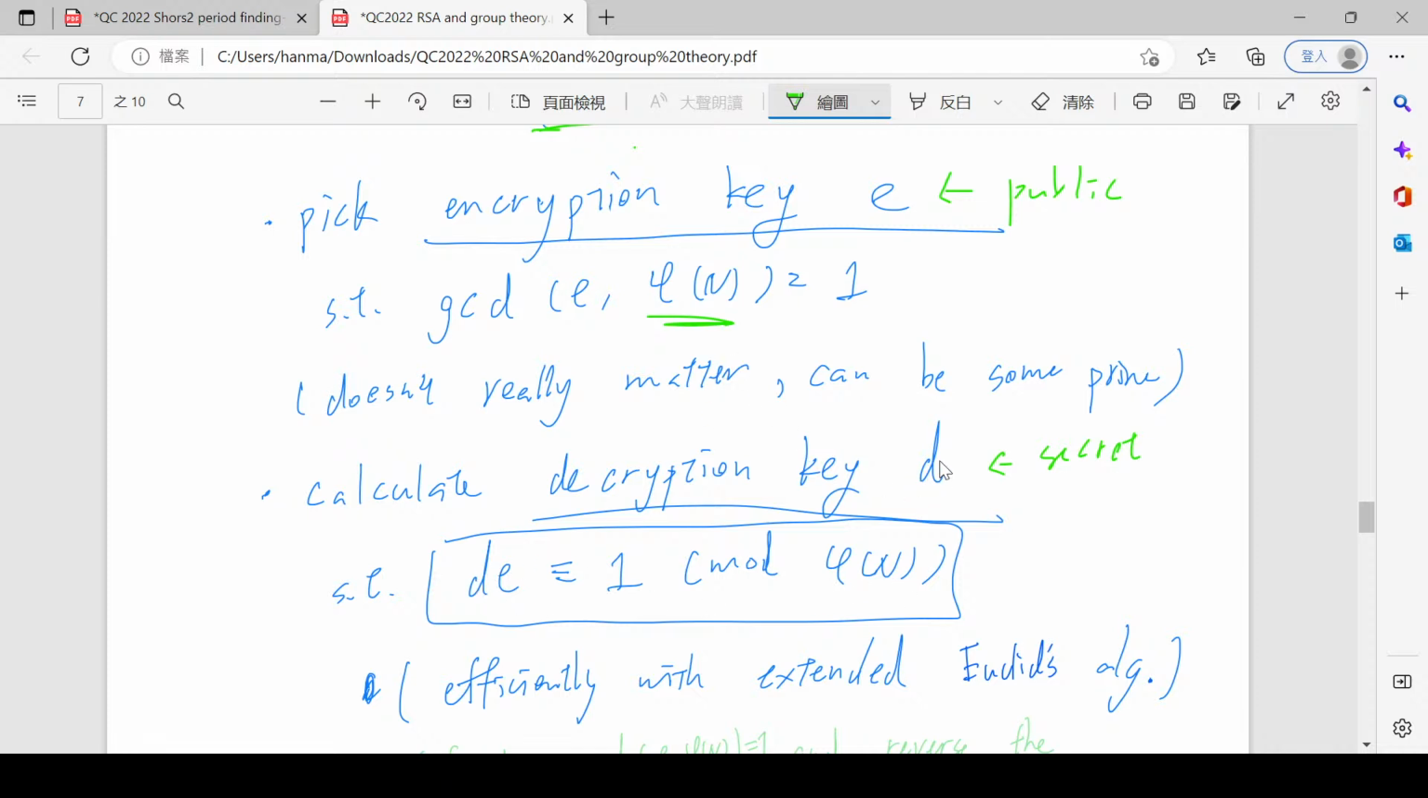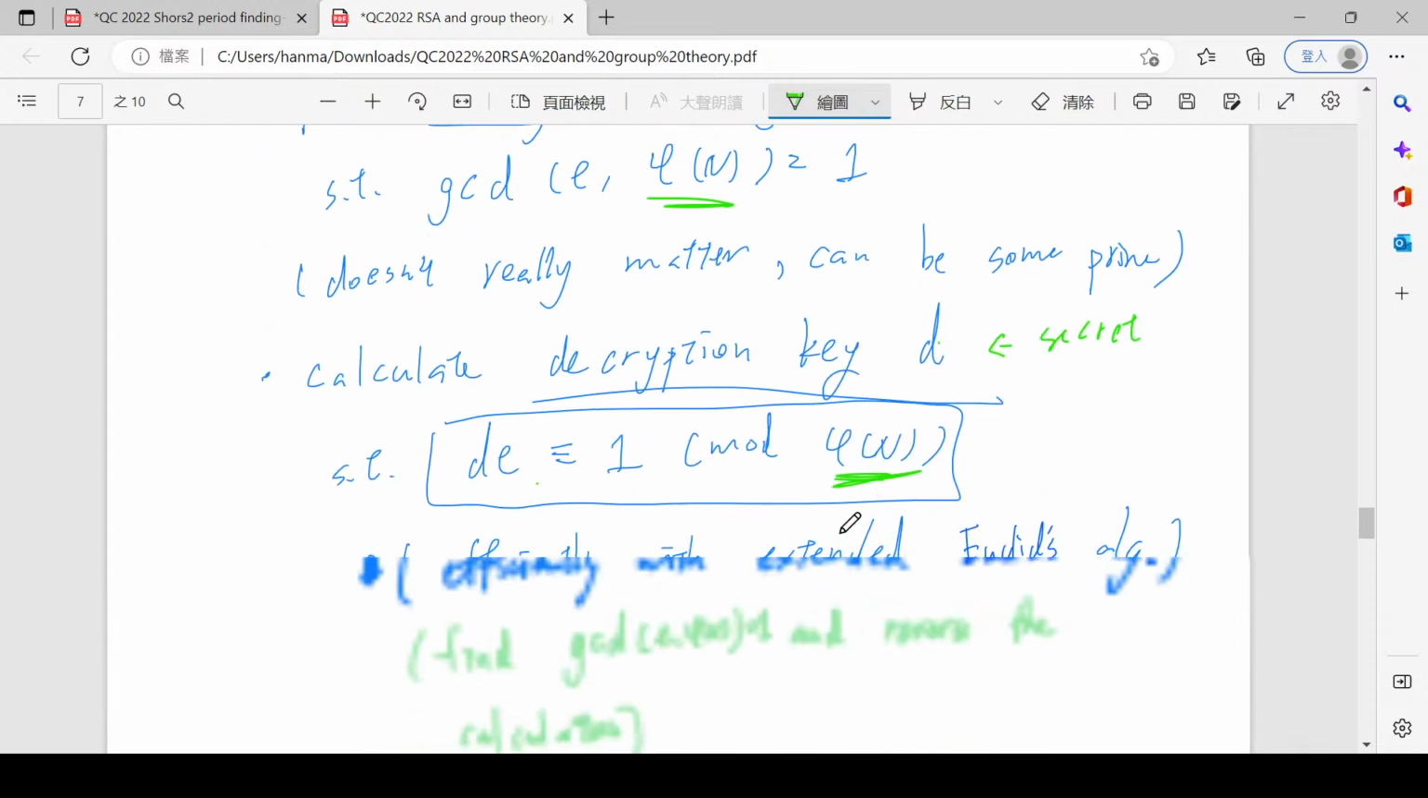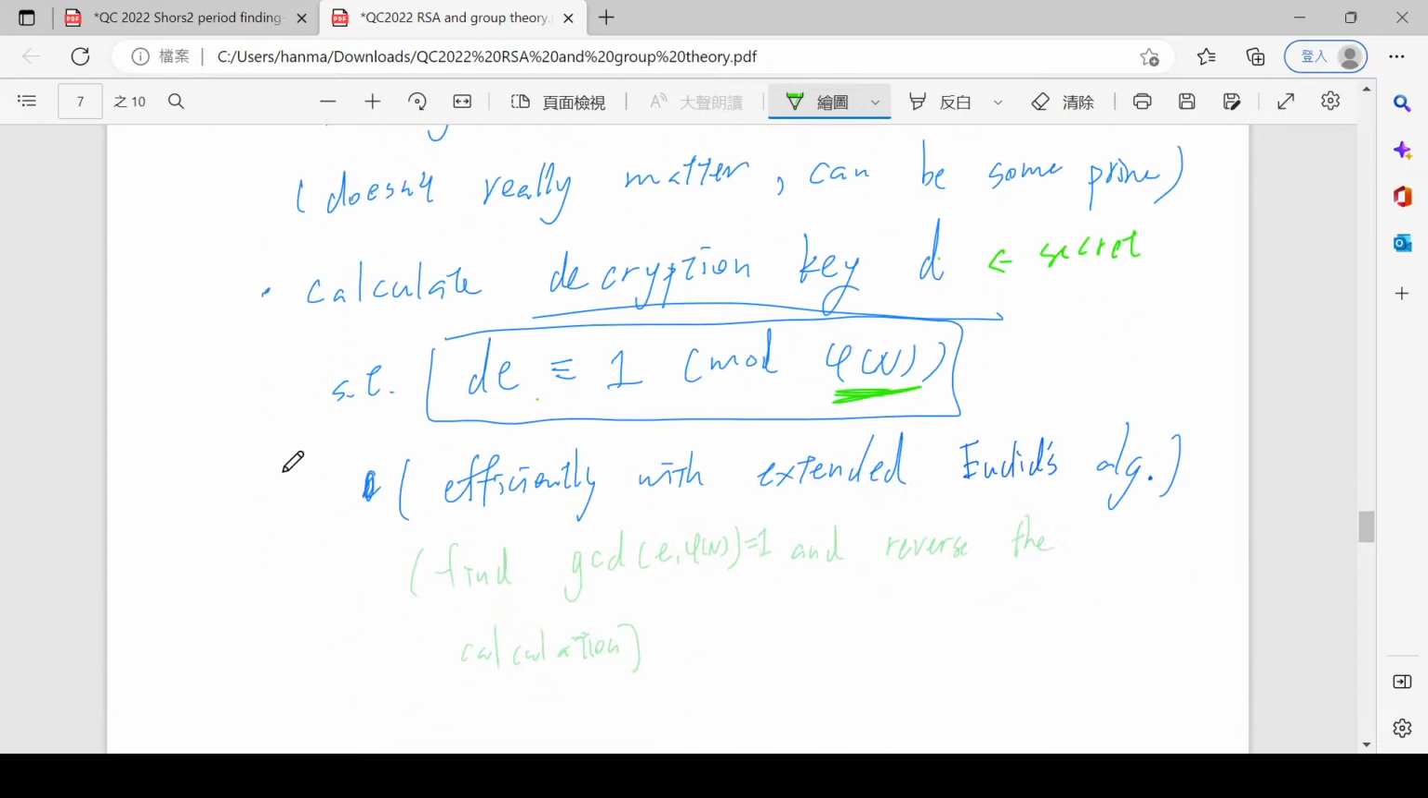Sorry, so it's something that when you multiply E with D, it's the inverse of E inside the multiplication group of phi n. Okay. So this is a little confusing because we keep talking about the multiplication group of n, but now we are doing the multiplication group of phi n. But anyway, that's what we do.